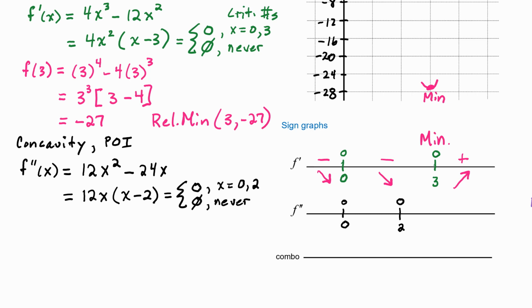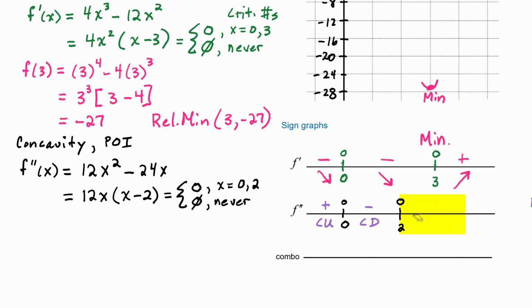Now we have to do our analysis. In this region, we can pick a test point of -1. If we put -1 here, this is negative. If we put -1 here, this is also negative. A negative times a negative is positive, which means the graph is concave up there. A test point here would be x equals 1, so we would have a positive times a negative, which is negative, so the graph is concave down.